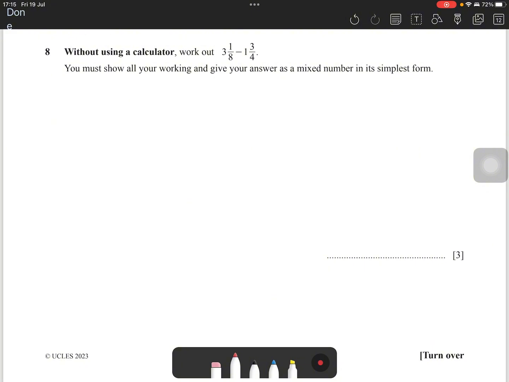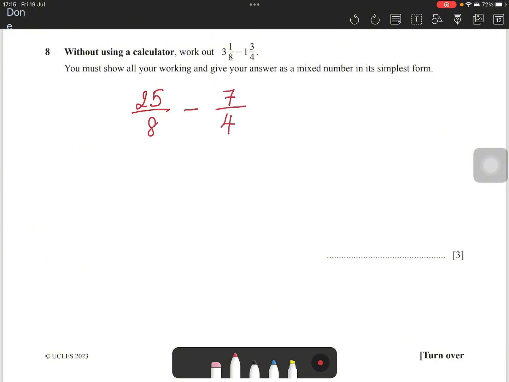Question 8. Without using a calculator, work out 3 1/8 minus 1 3/4. First, we need to convert them into two improper fractions. 3 times 8 is 24. 24 plus 1 is 25 over 8. Minus 1 times 4 is 4. 4 plus 3 is 7. So we write 7 over 4.